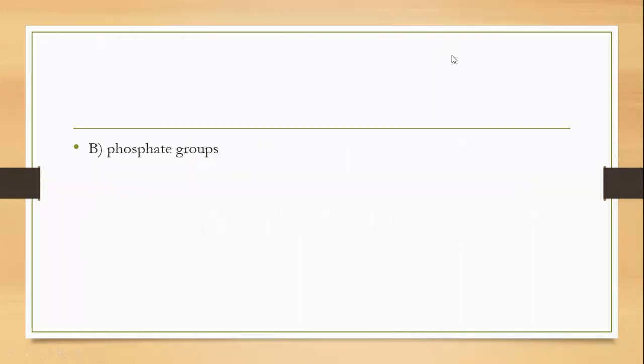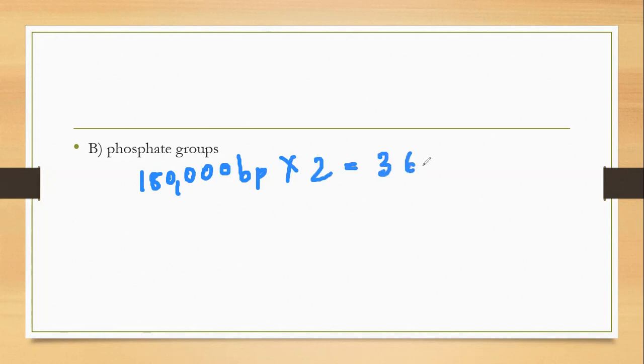Next, phosphate groups. Again, this is the same as what we have just discussed. So each nucleotide has got one phosphate group. So in a base pair there are 2, so in 180,000 base pairs, it is going to be twice. So the answer is 360,000 phosphate groups. Again, a very direct question.